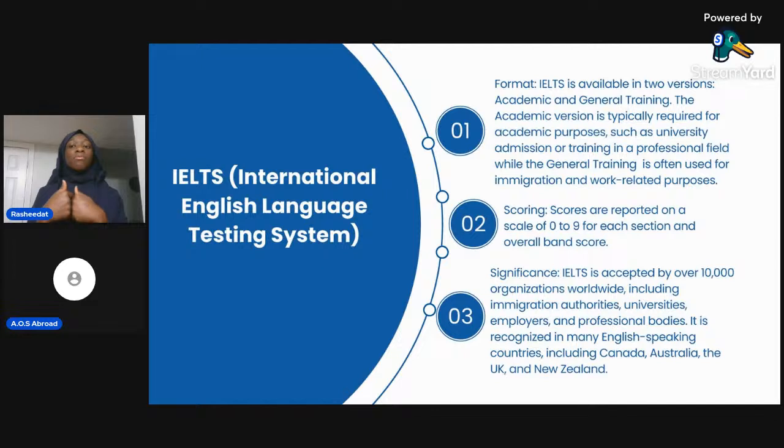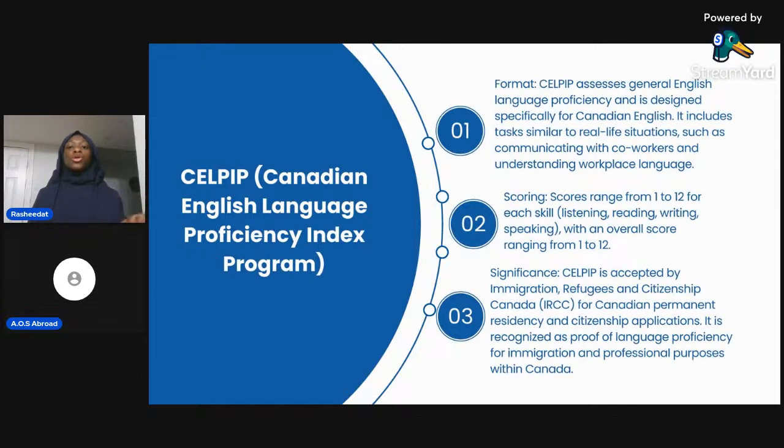Now, scores are reported on a scale of 0 to 9 for each section and overall band score. IELTS is accepted by over 10,000 organizations worldwide, including immigration authorities, universities, employers, and professional bodies. It is recognized in many English countries, including Canada, Australia, the UK, and New Zealand.